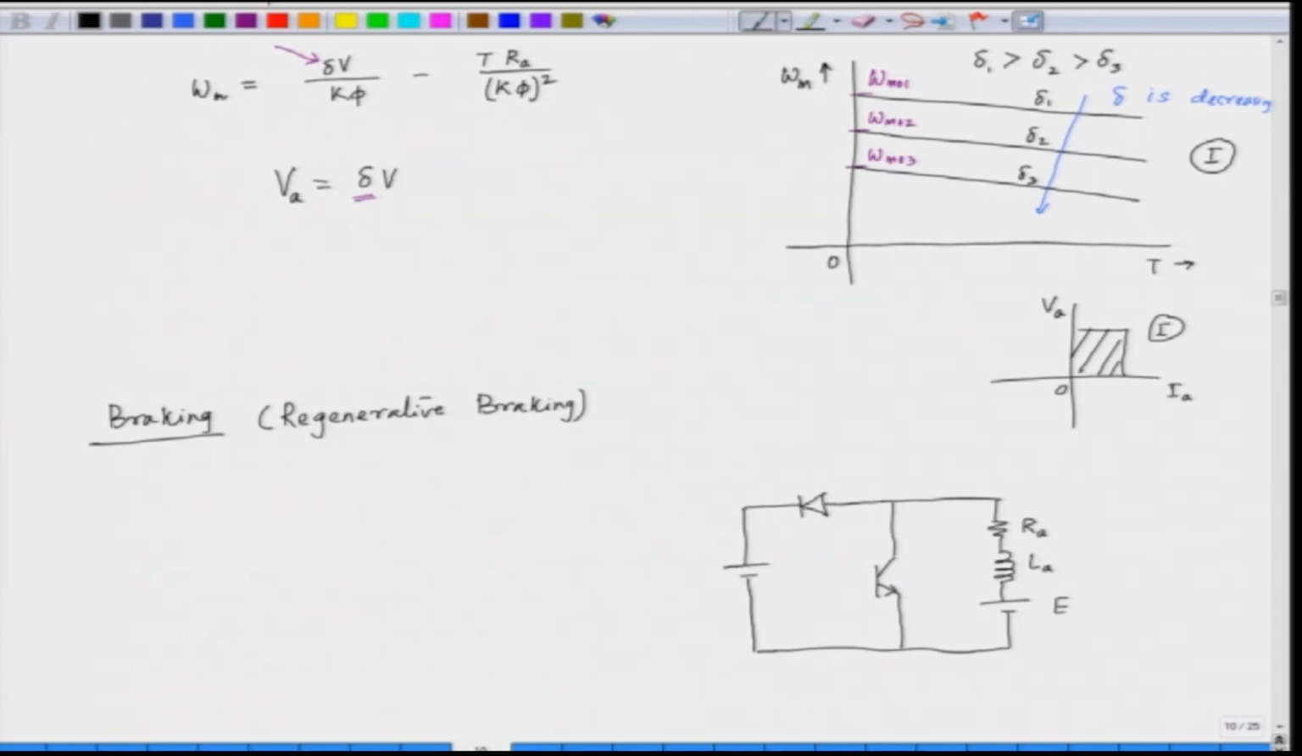and the DC supply V is present here, and this is the transistor and this is the diode, maybe we can call them T and D. So, this is the armature of the DC motor. So, we define the current in this direction as I A. The armature voltage is defined like this as before. The current direction is reversed.